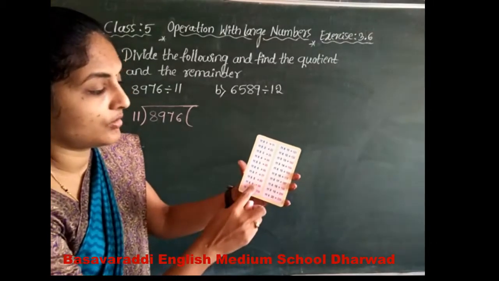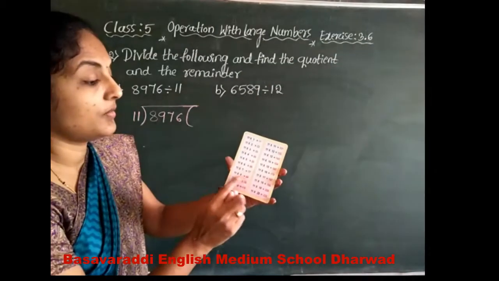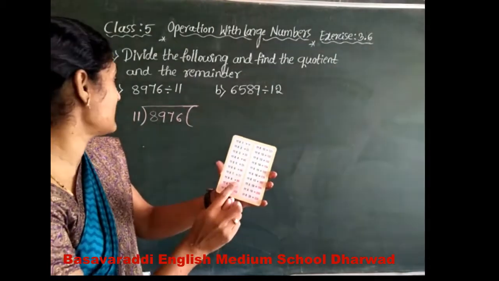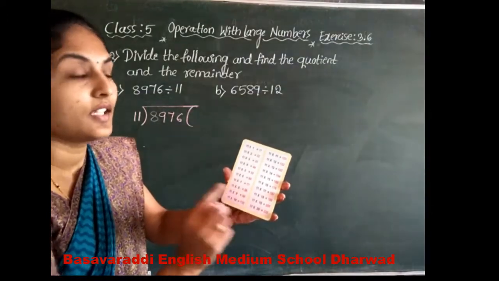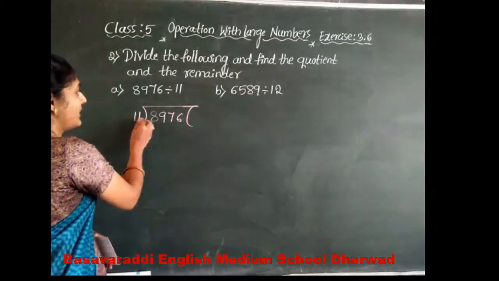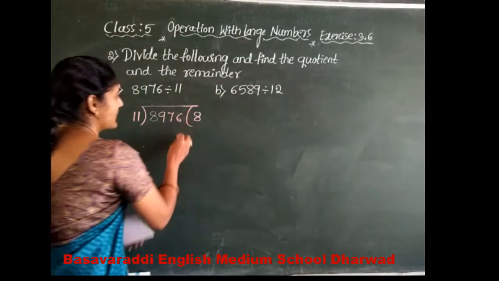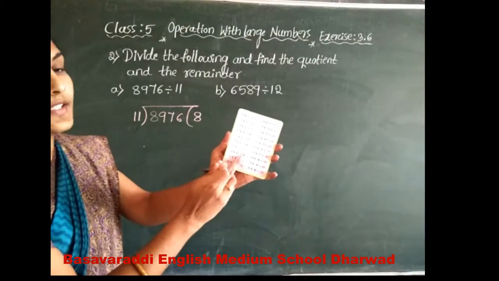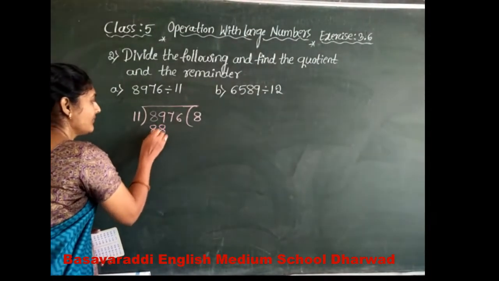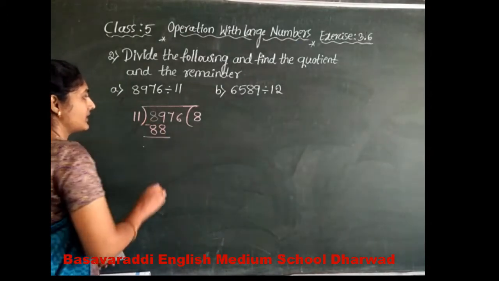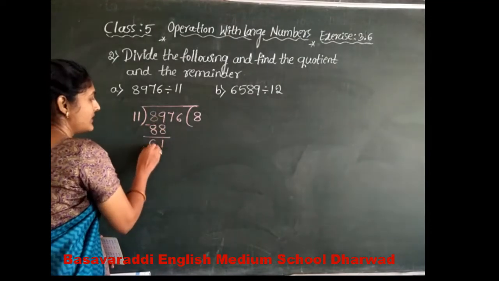No. The number nearest to 89 that is smaller is 88. So 11 eights are 88. Let's do the subtraction: 9 minus 8 is 1, and 8 minus 8 is 0.